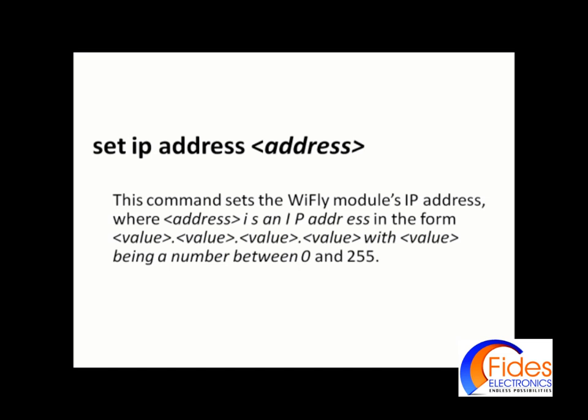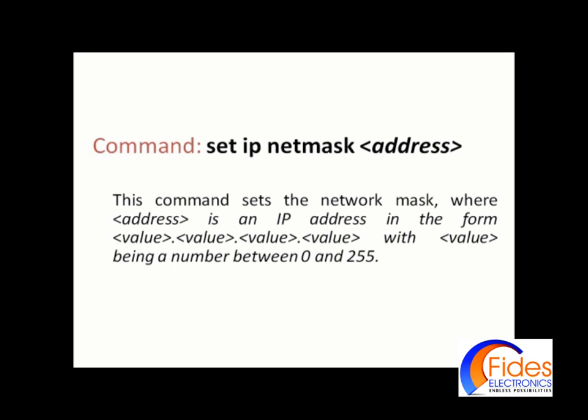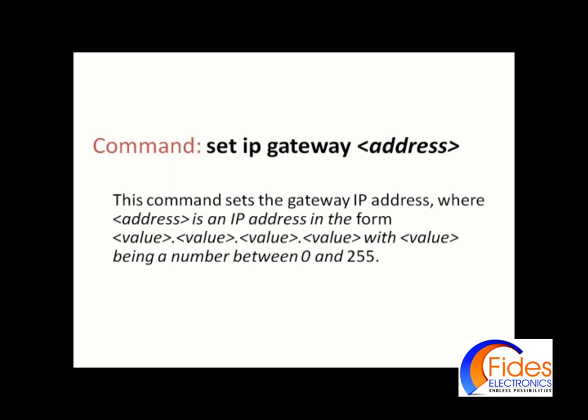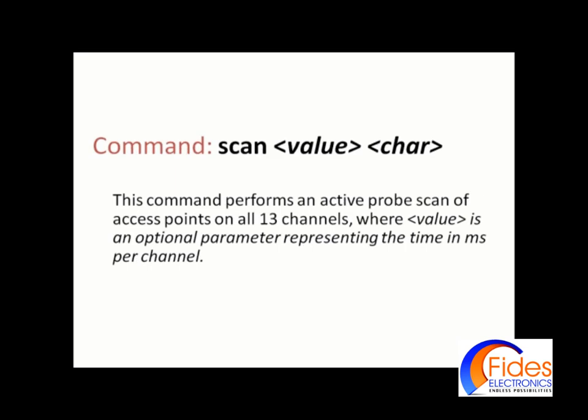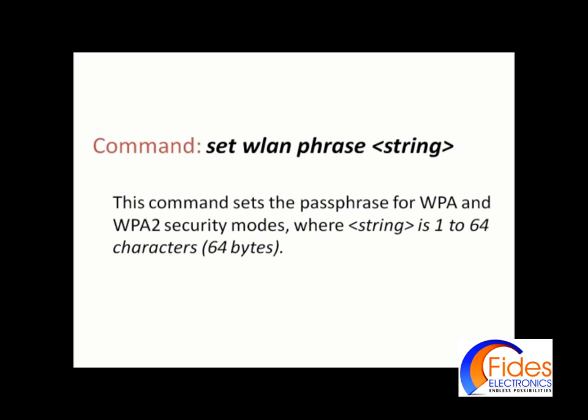Set IP address. Set preferred IP address of the module in AP mode. Set IP net mask, which sets the IP net mask in AP mode. Set IP gateway sets the IP gateway in AP mode. Scan will perform an active probe scan of access points on all 13 channels. Set WLAN phrase. Set the passphrase for WPA2 security mode.